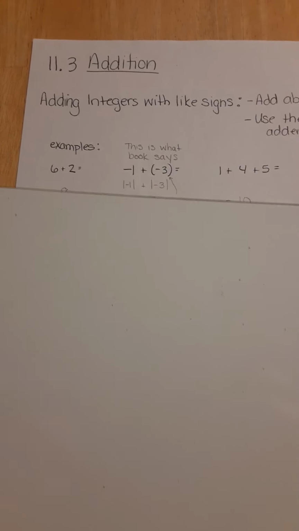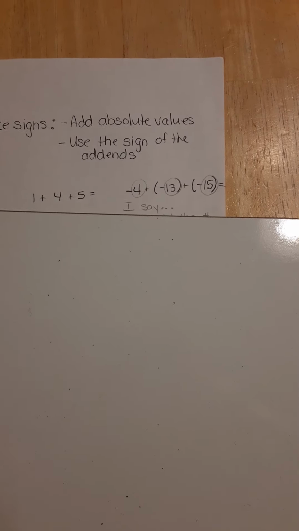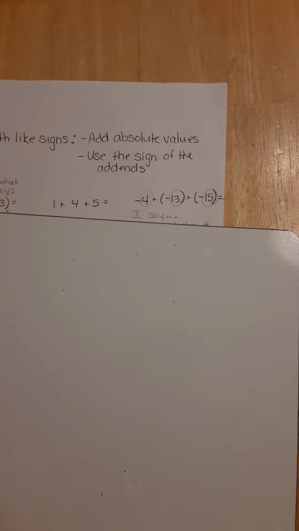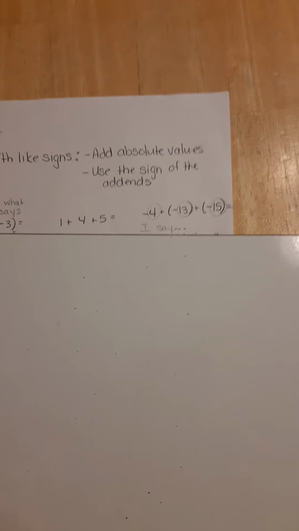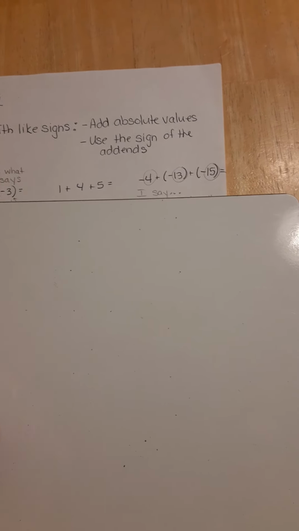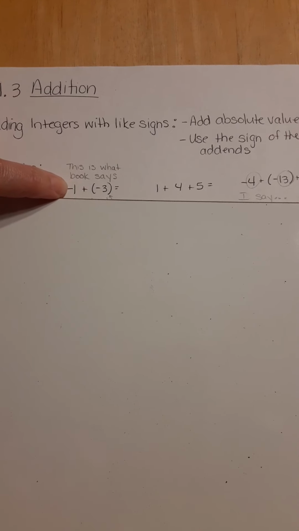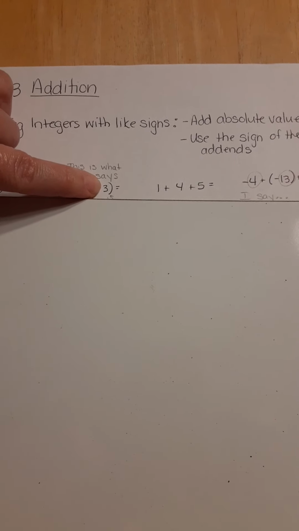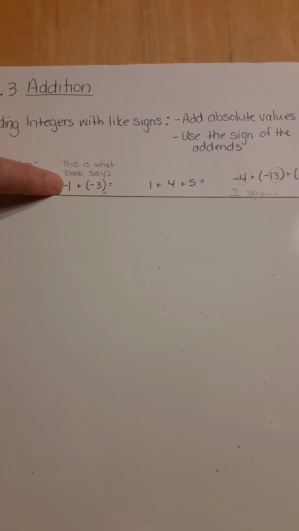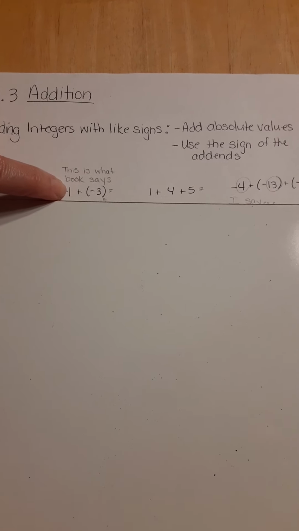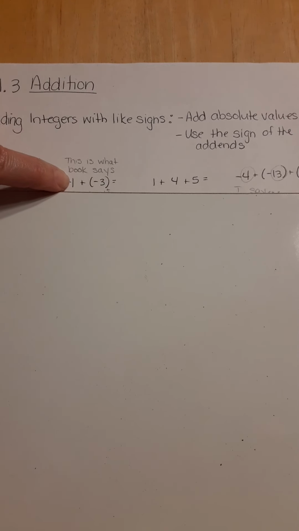What I tell the kids to do is don't worry about the signs. In a sense, we're doing the absolute value, but it's not using the scary term absolute value. Just simply look at the number. Don't look at the sign in front of it at all. So I've got a 3 and I've got a 1 there. Add those numbers together. 3 plus 1 is 4.